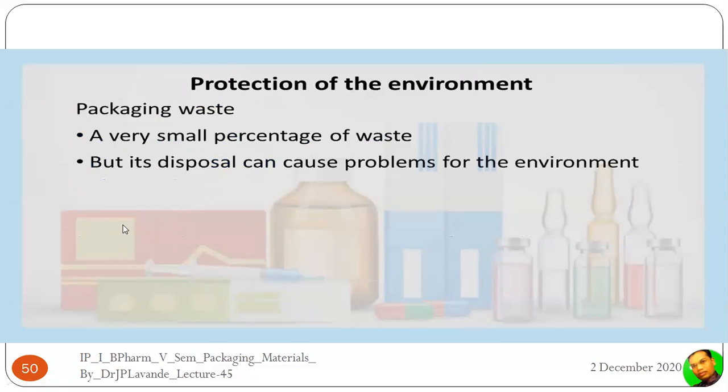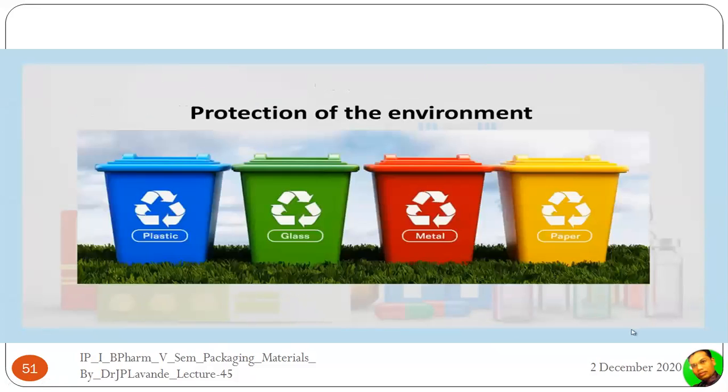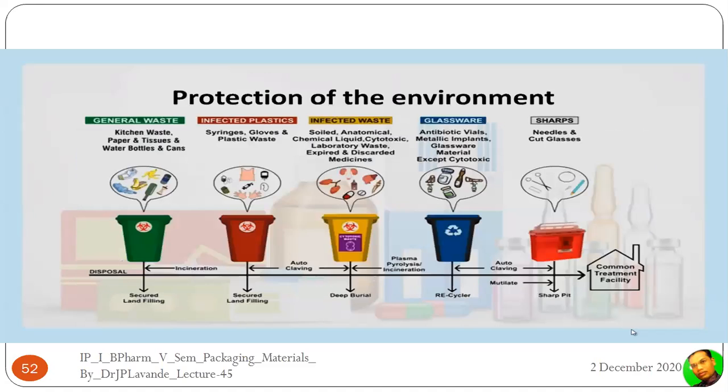Packaging waste: only a very small percentage of waste needs to be generated, but its disposal can cause problems for the environment. Let's say for example there is a packaging system made of glass, plastic, metals and paper. As far as paper is concerned, it will not create too much problem in disposal, but the issue is associated with plastics. The hazard is very high, because most plastic cannot be recycled, while glass can be recycled and metal can be recycled. Such hazards should not be associated with the product.